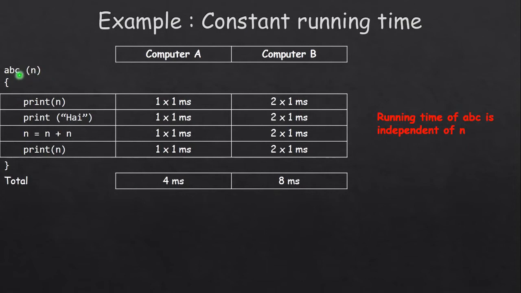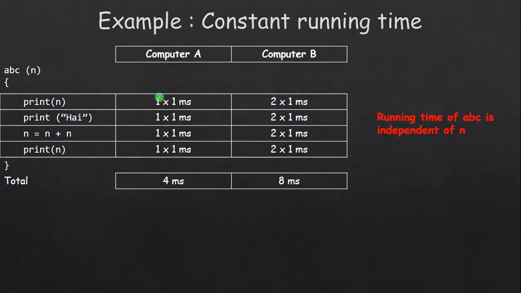Just consider another example. Here I have a procedure called ABC with input n. What is it doing? It just prints the value of n, then it prints hi, then it calculates n equal to n plus n, and it also prints n. If you notice this algorithm, the execution is independent of input size. There are no loops. The input is just printed twice, but the execution of this program is completely independent of the value n.